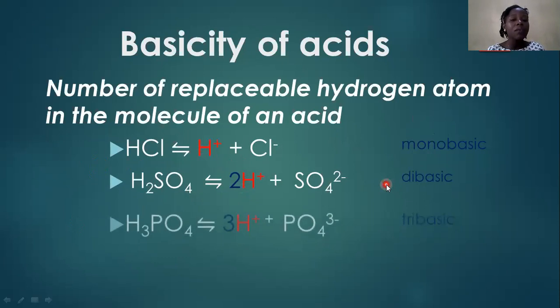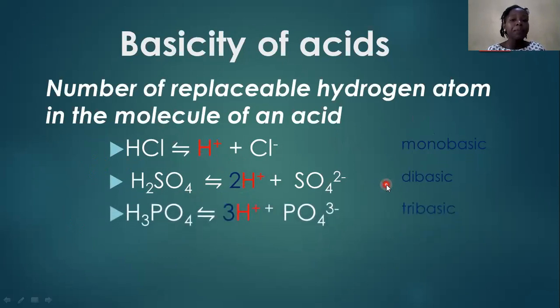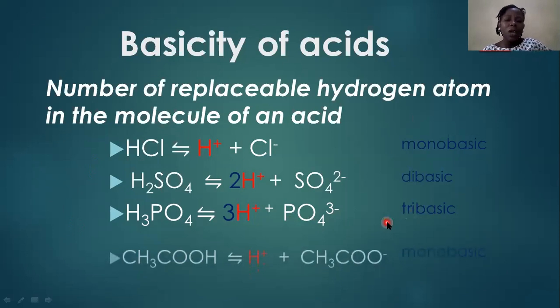Then next one, we have H3PO4, tetraoxophosphate (V) acid. It will ionize to give you three hydrogen ions and the anion. So that's why it is known as a tribasic acid. Then lastly, let's look at this example.